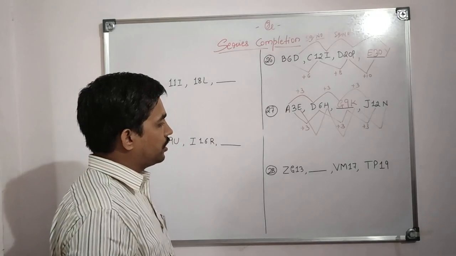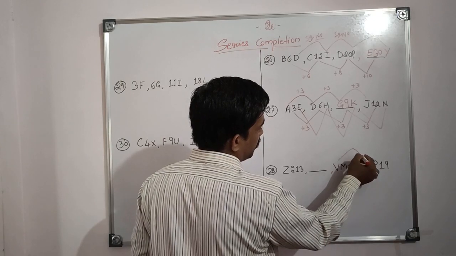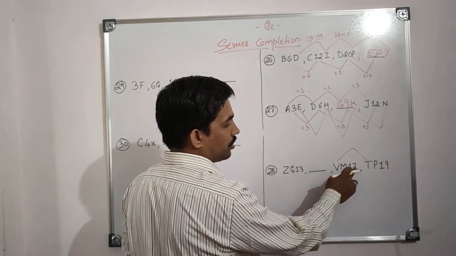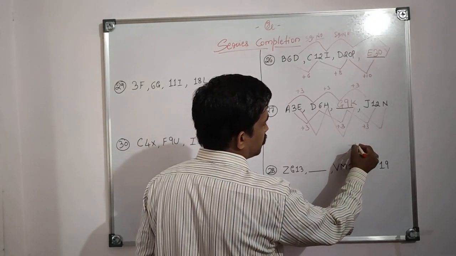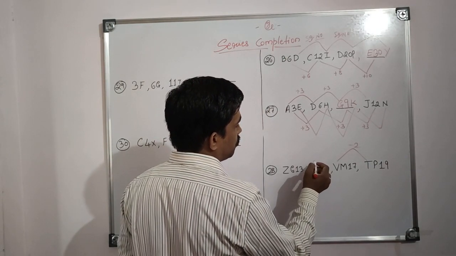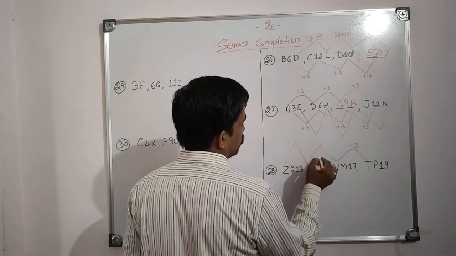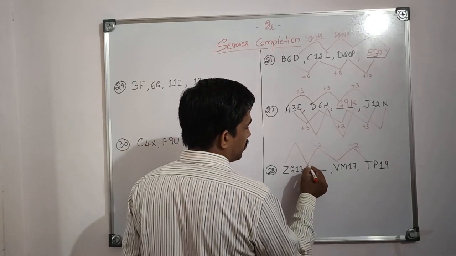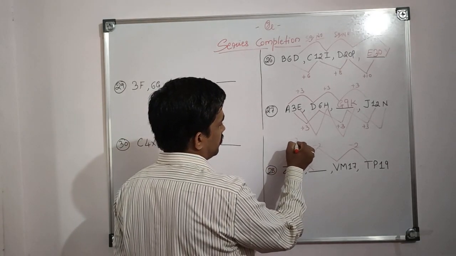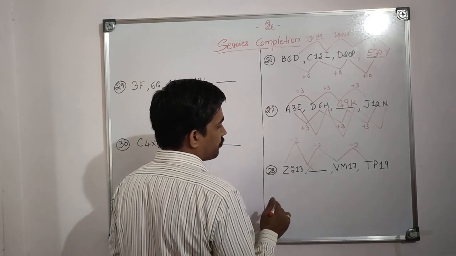And then moving to the next question. Z, V, T. What is the difference between these? V is 22, T is 20, so we can write minus 2. And here 22 minus 2 is this letter. Here minus 2 means 24. Which is our 24th letter? It is X. Z minus 2 is X, X minus 2 is V, V minus 2 is T.